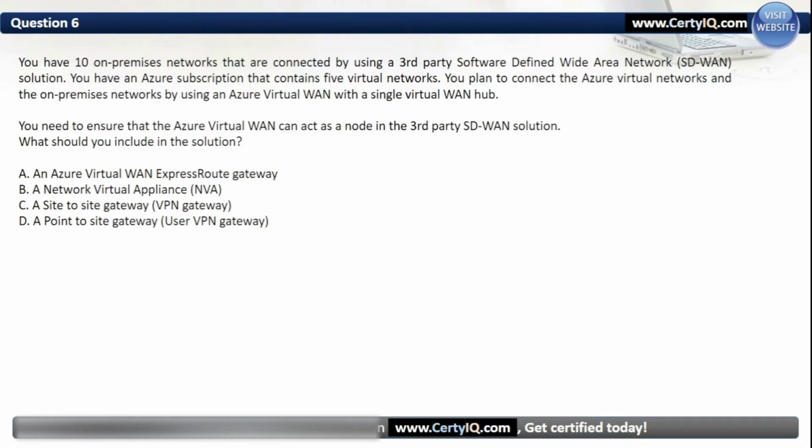Our options are A. An Azure Virtual WAN ExpressRoute Gateway, B. A Network Virtual Appliance, C. A Site-to-Site Gateway, D. A Point-to-Site Gateway. The correct option is B. A Network Virtual Appliance.